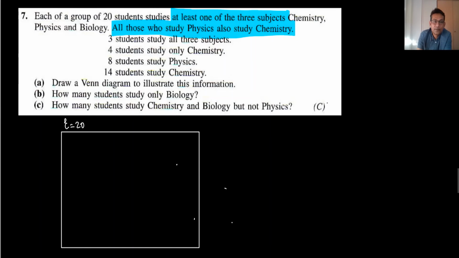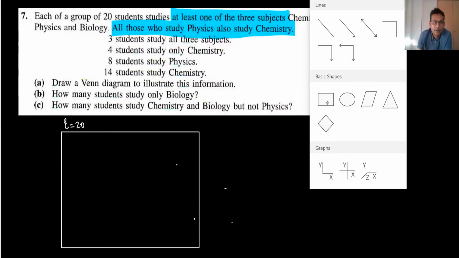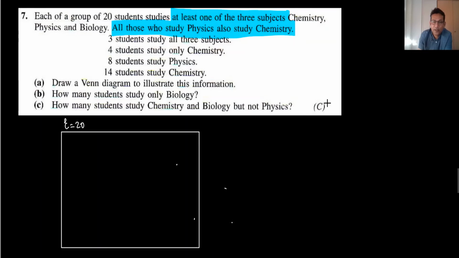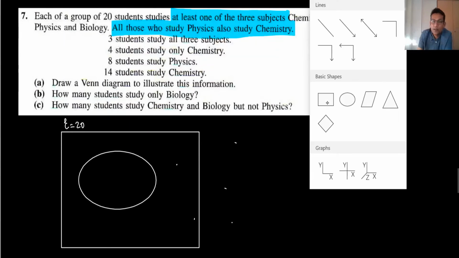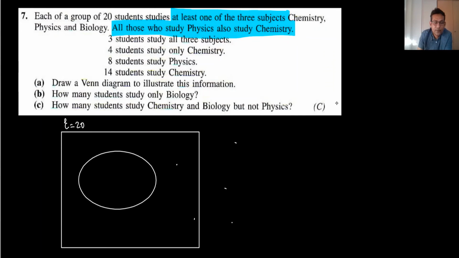It means we have our circle, and in this circle we have another circle. So it means all those who study physics also study chemistry. This is the physics and this is chemistry. This is the most important part here, because all those who study physics also study chemistry. It means all physics students are also studying chemistry.